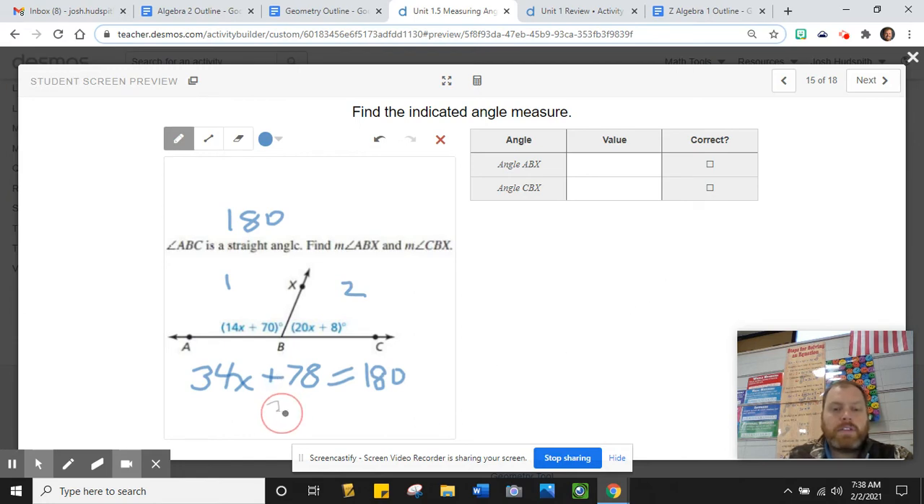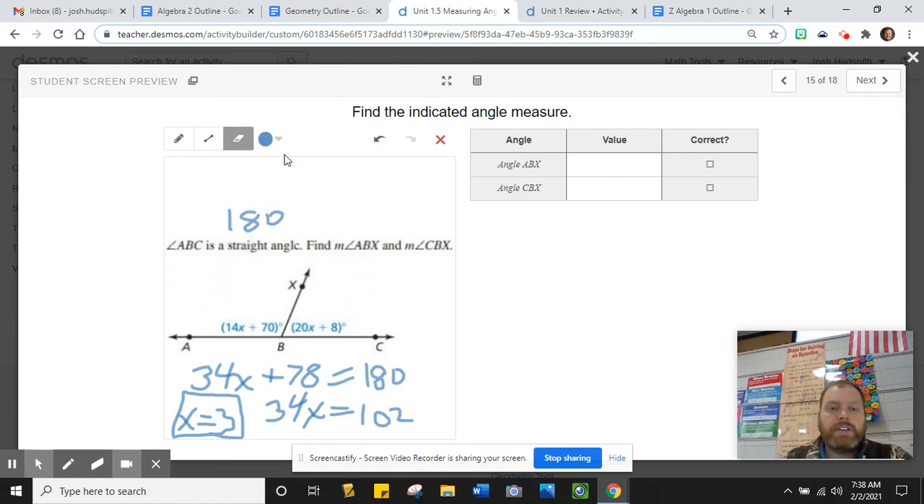So 34x equals, I'm going to subtract 78 from both sides, 102. And then I need to take 102 and divide by 34. So 102 divided by 34. I'm using a calculator. And we get 3. I don't really have any space, but x equals 3 in this case. Again, this is slide 15. That tells me what x is. It doesn't tell me what the actual angle is.